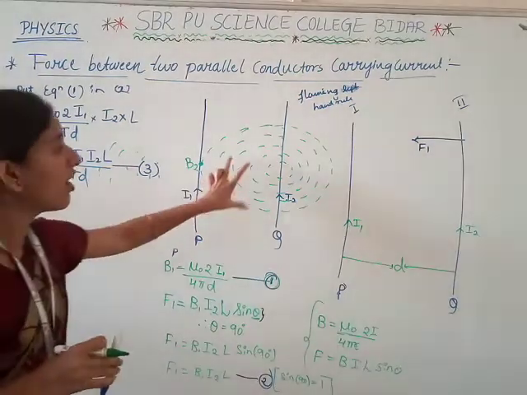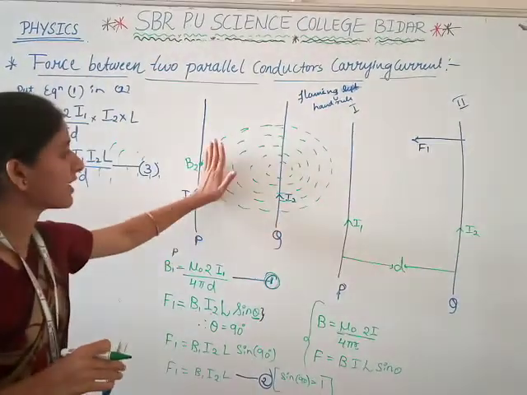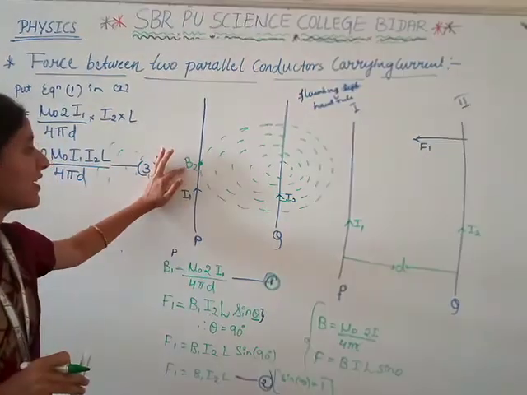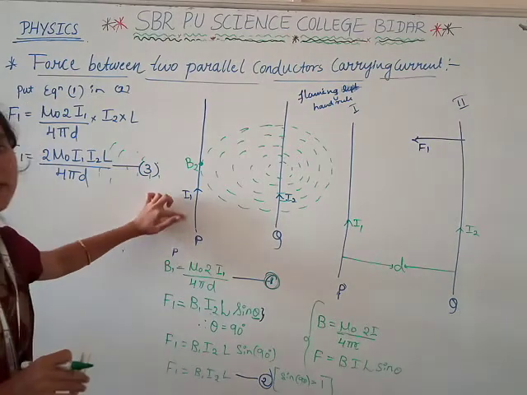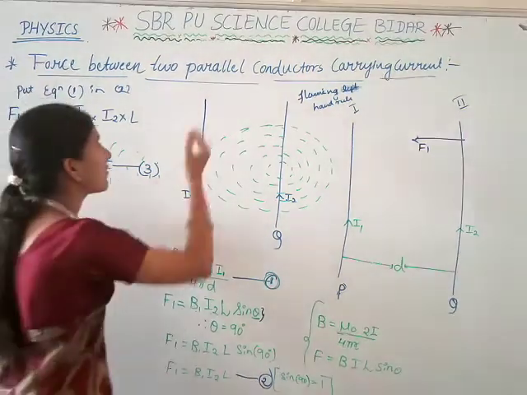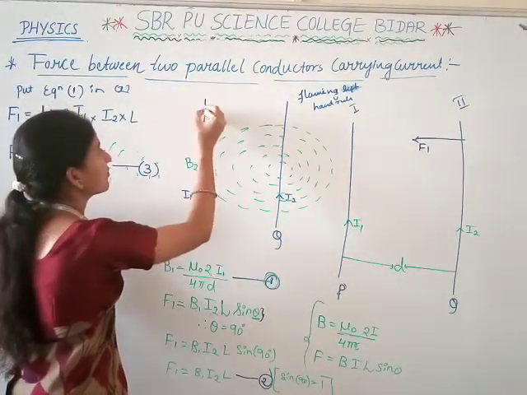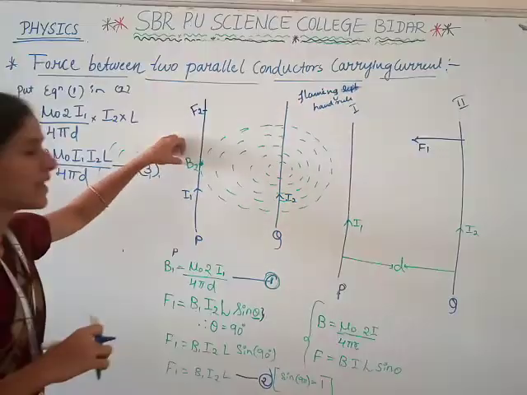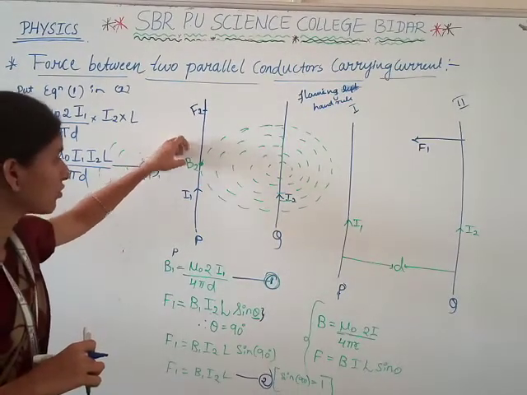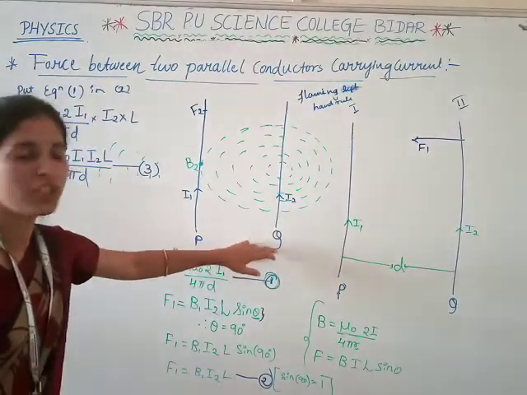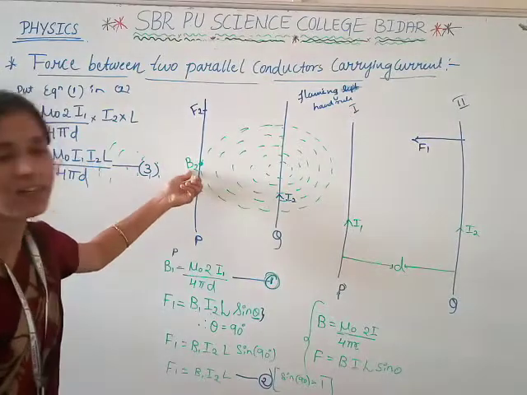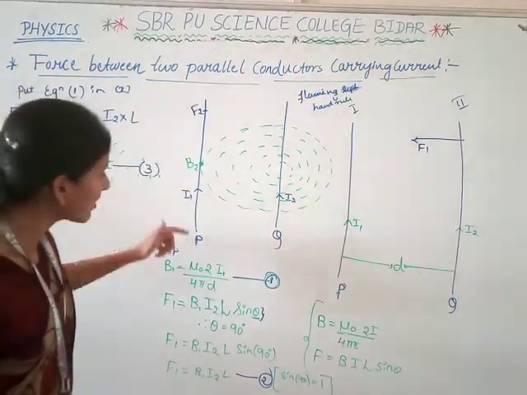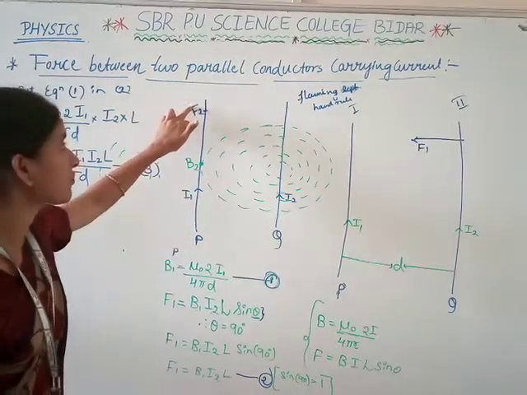Okay. After conductor Q produces the magnetic field, the conductor P experiences a force. That force is called F2. The conductor P experiences a force due to the magnetic field B2 of conductor Q. Due to conductor Q, the magnetic field B2 is produced, and when the magnetic field B2 is produced, the conductor P experiences a force F2.